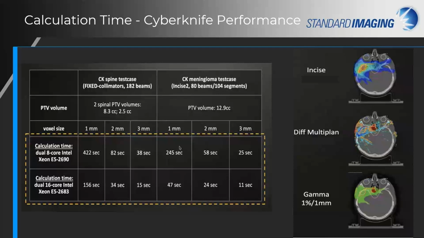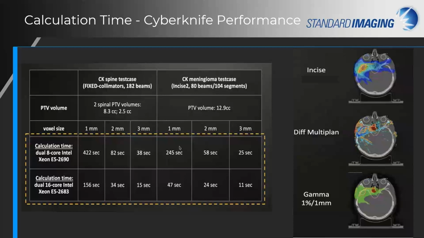So here you can see the same plan calculated for a spine with a standard dual 8-core Intel processor for 1 millimeter voxel size. It's still under 422 seconds, so it's still not incredibly long. It's not like you're talking hours. It's a matter of minutes.